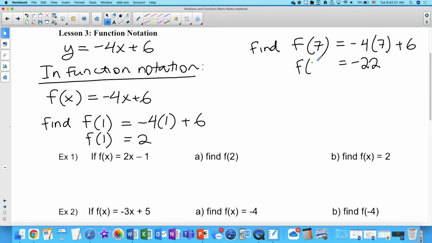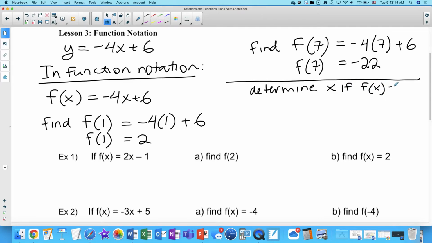Now you can also be asked something like this. Determine x if f of x equals, let's say, negative 6. Now, we don't know what the x value is, so we can't plug in anything for x, but we know what f of x is. If you look at this equation, we know what the left side of the equation is. f of x equals negative 6.